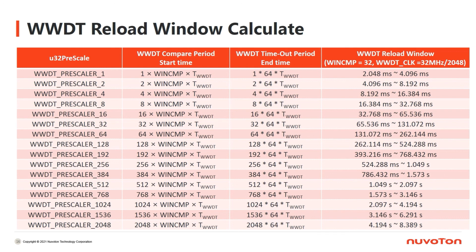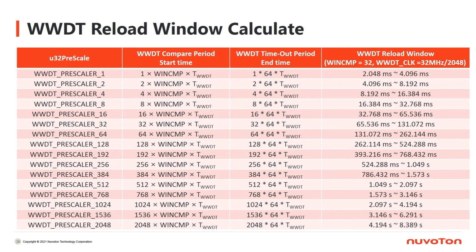Therefore, take the first row for example. The start time would be 1, the value of the prescale, multiplied by WINCMP, the window compare value, multiplied by T WWDT, the WWDT clock time. The value calculated is 2.048 microseconds. The end time would be the timeout value multiplied by a WWDT clock time.